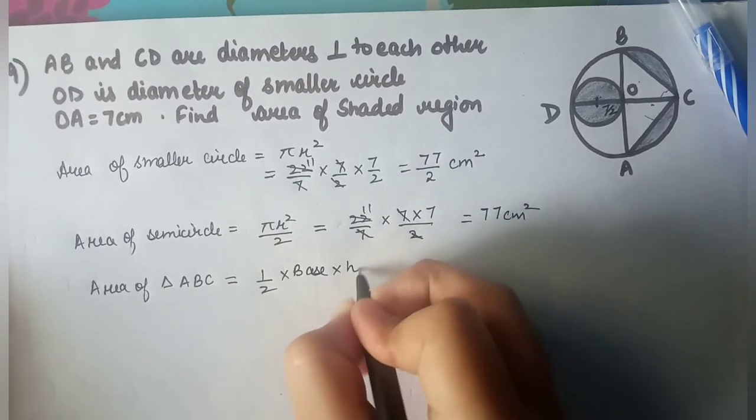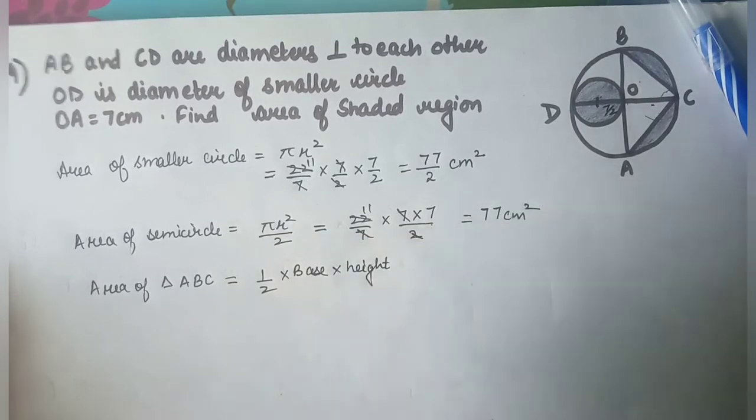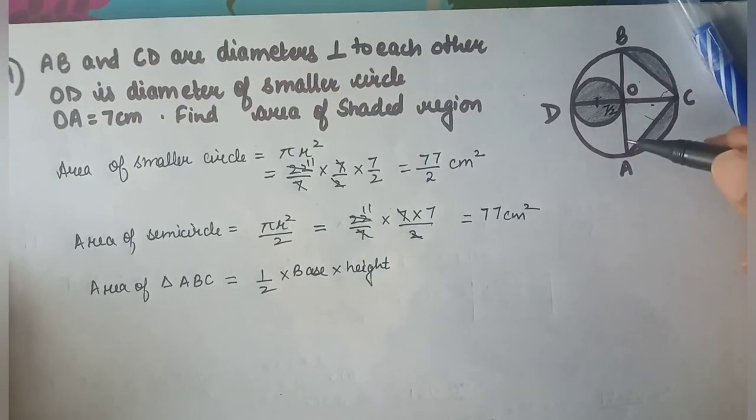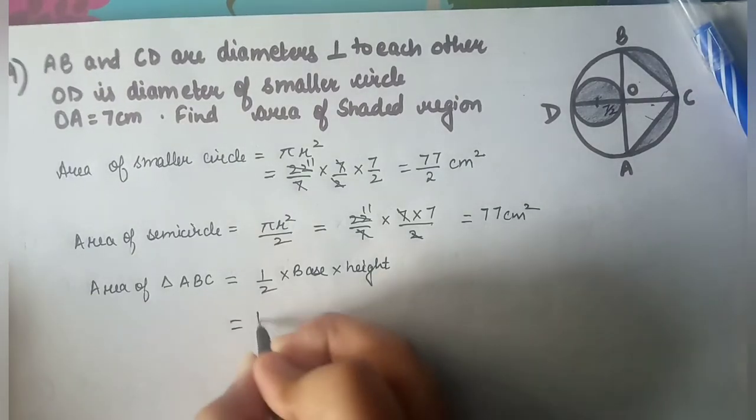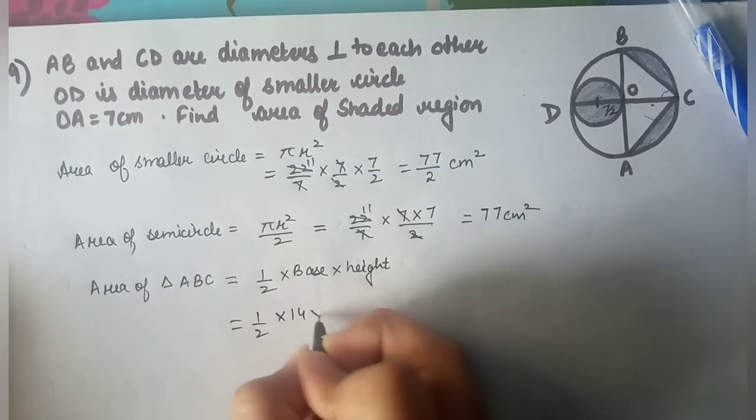And what is the base? AB is the base of this triangle and OA is 7 centimeter, therefore OB is also 7 centimeter. So AB is 7 plus 7, that is 14 centimeter. So half into 14. Now what is the height?